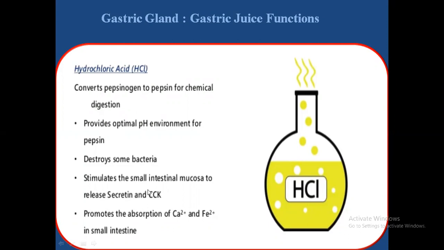Those secretin and cholecystokinin are produced in the small intestine region. But the small intestine has to produce these substances, meaning whenever HCl production takes place, only then does it stimulate the production of secretin and cholecystokinin. Without HCl, there is no stimulation of this production.